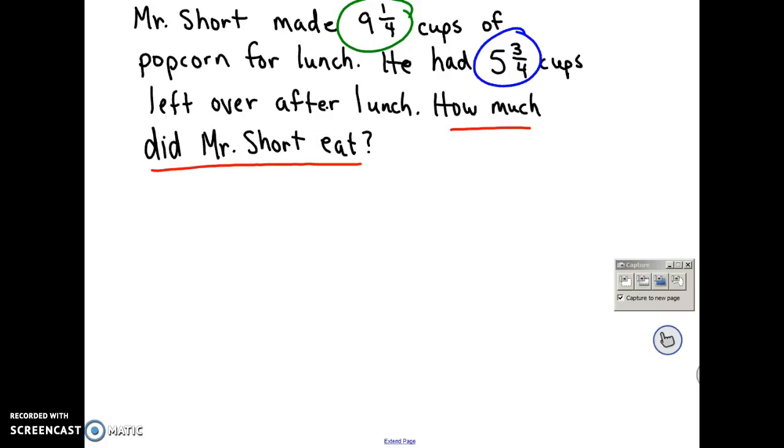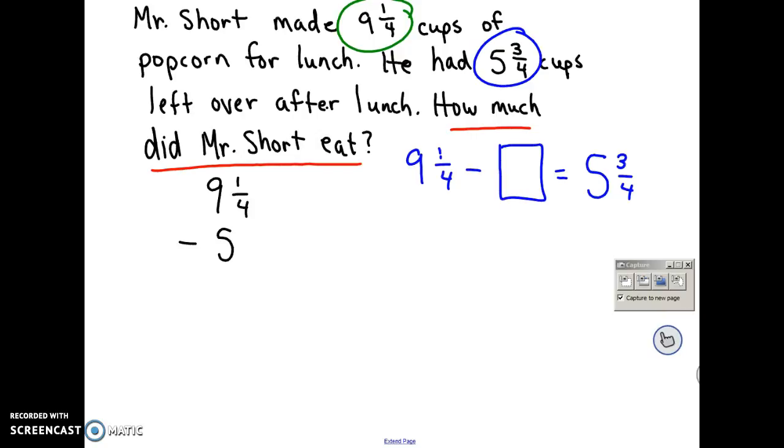How does that look as a math problem? That looks like this. 9 1/4 minus something that Mr. Short ate. And then at the end, he has 5 3/4. Now, what you know about subtraction is that you can change those pieces around and turn it into a subtraction problem like this. 9 1/4. And let's subtract the part that he has left over, and that will give us our missing number.